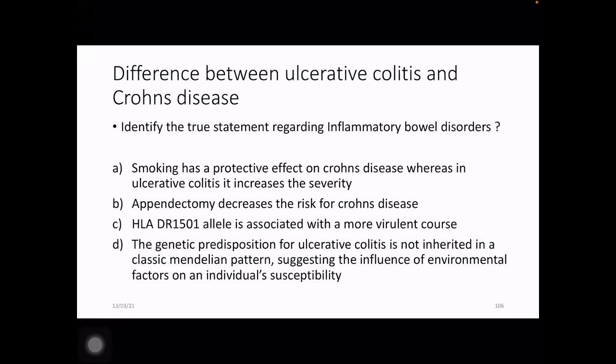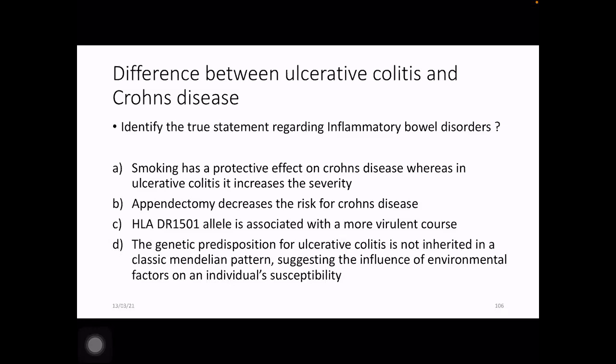HLA DR1501 allele is associated with a more virulent course. True or false? No. This allele is given in Sabiston, and that's why I took this point. The 1501 allele is benign; the 1502 allele is associated with a more virulent course. They gave only one line on it, so I thought it might be asked, so I just took it. So 1501 allele is benign, 1502 is virulent. So that is also false.